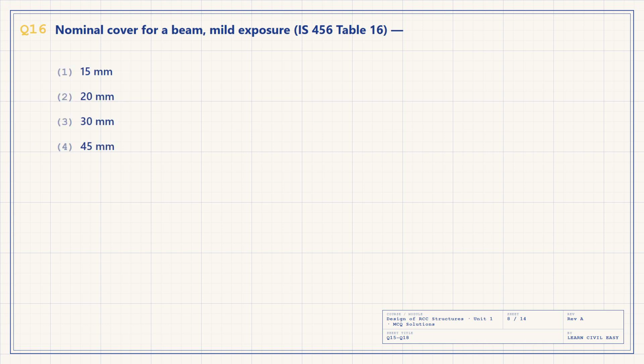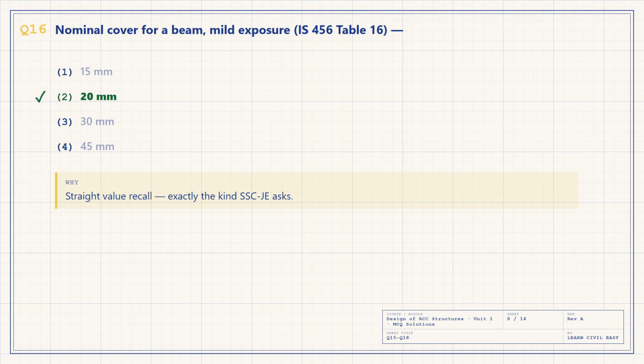Question 16. The nominal cover for a beam under mild exposure as per IS 456 table 16 is option 2, 20 millimeters. Straight value recall and precisely the kind of question SSCJE asks.